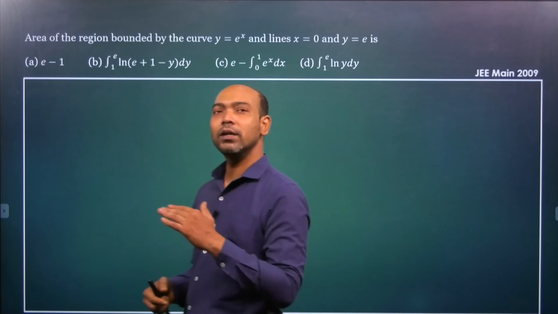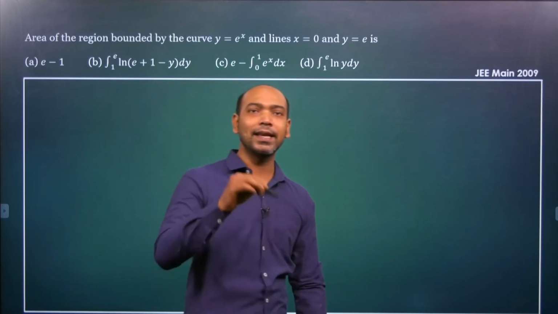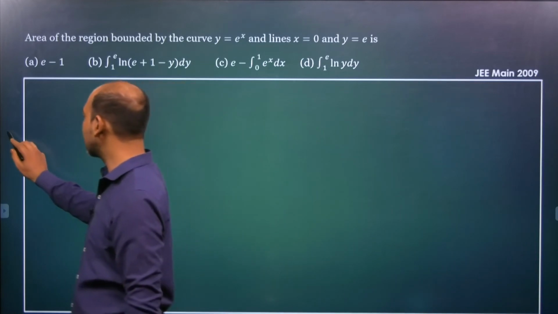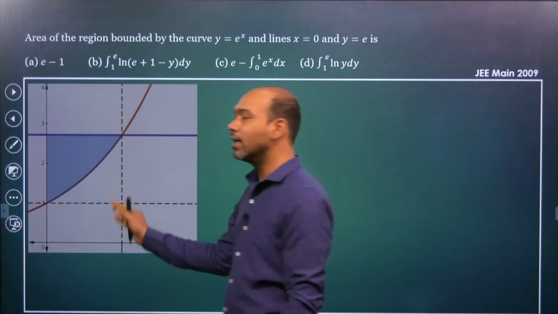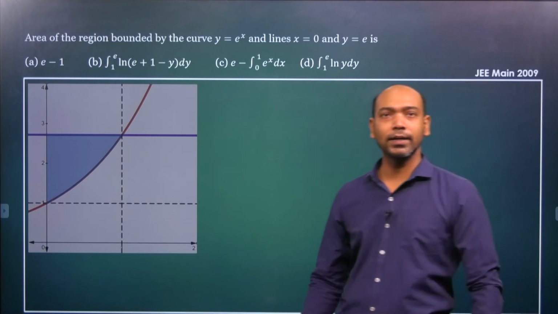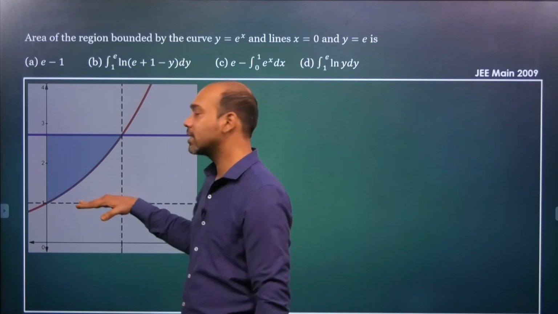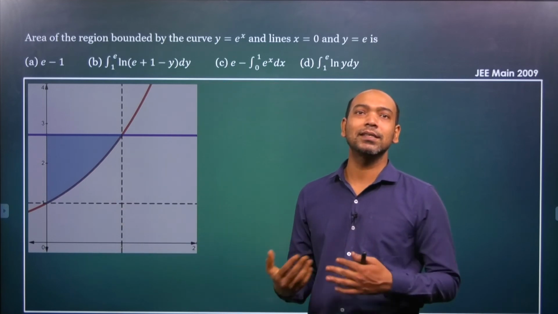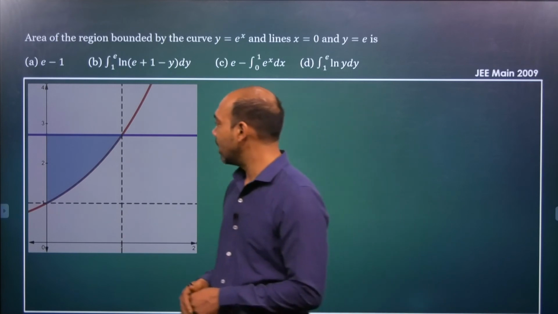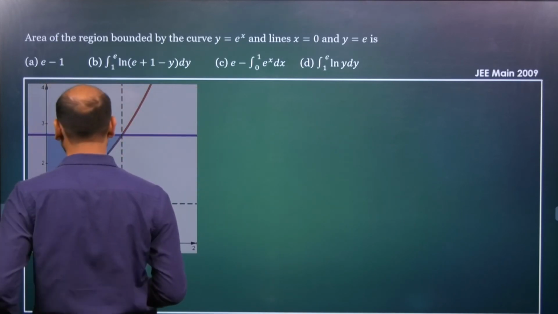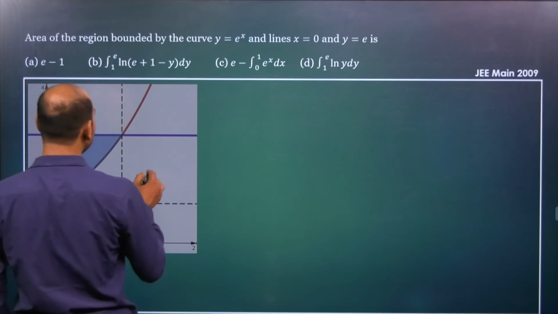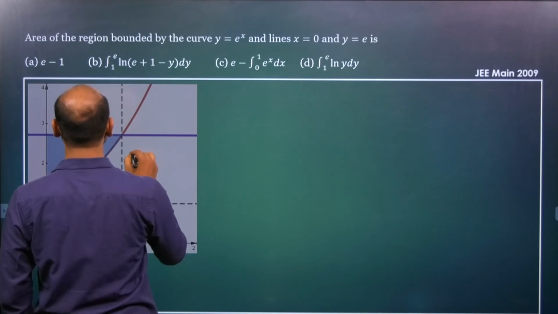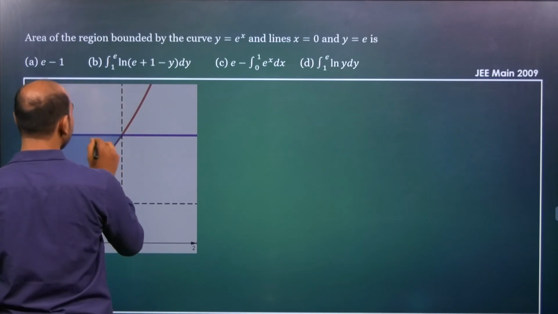You all know that y equal to e to the power x between 0 to 1 is an increasing function, right? So if I plot that, this will be our y equal to e to the power x graph. It lies between x equal to 0 and x equal to e. So this is the line, and this shaded region is the required region.